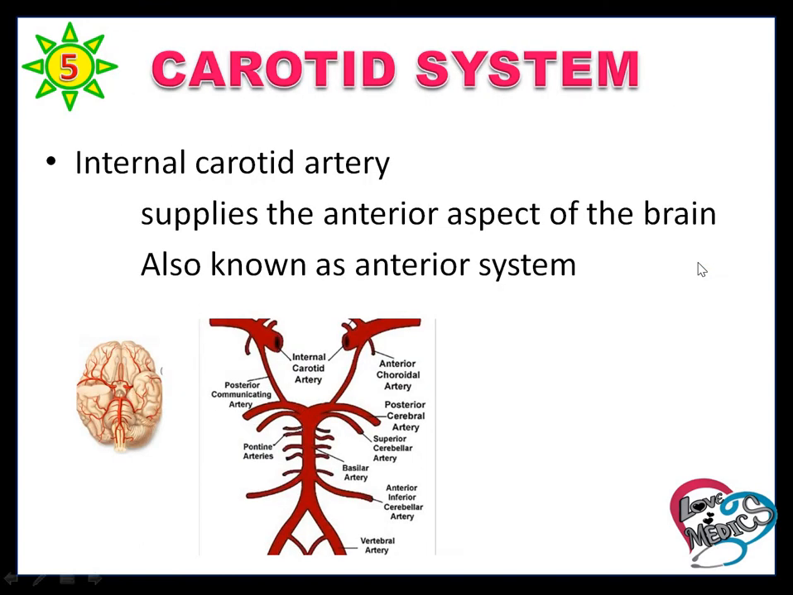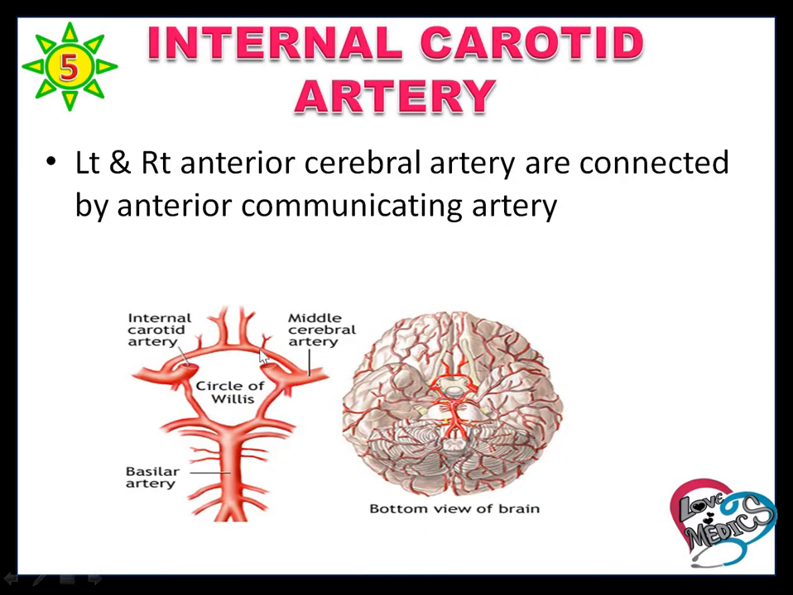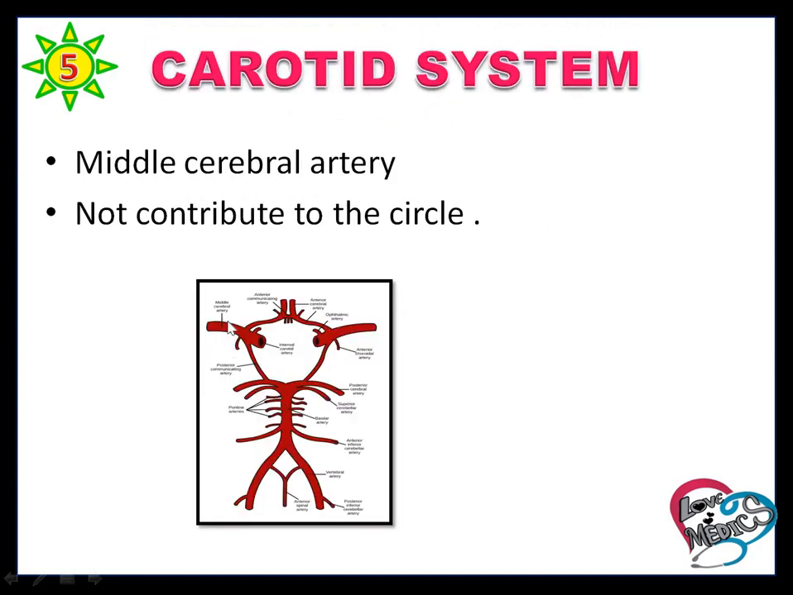Now anterior system, that is carotid system, it is supplied by internal carotid artery. It supplies the anterior aspect of brain, so it is called anterior system. The internal carotid artery gives the branch of right and left anterior cerebral artery. It supplies the blood to medial surface and upper border of frontal lobe, and it also supplies the front four-fifths of corpus callosum. The right and left anterior cerebral arteries are connected by anterior communicating artery. Middle cerebral artery also gives the blood supply to brain, but it is not a part of circle of Willis.